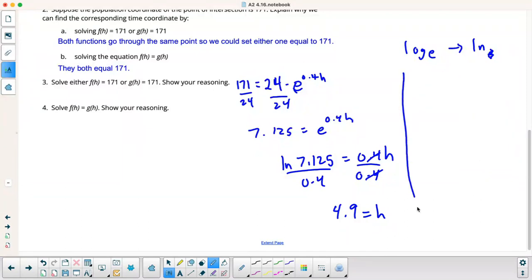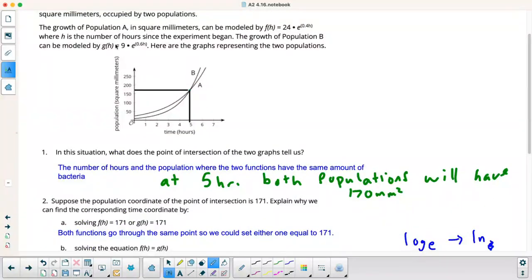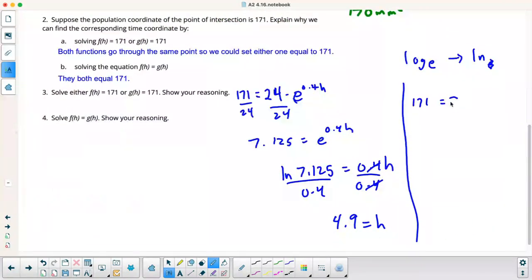Now I could do the same thing with the other function. I said 171 equals 9 times e to the 0.6h, right there. Okay, so I'd get the same answer. Solve f of h equals g of h. Show your reasoning. Okay. So f of h was 24 e to the 0.4h. This is 9 times e to the 0.6h. So show your reasoning here.